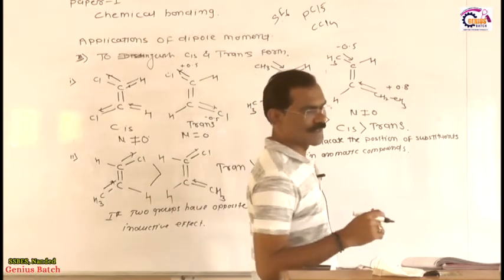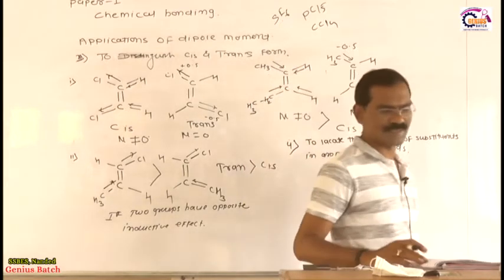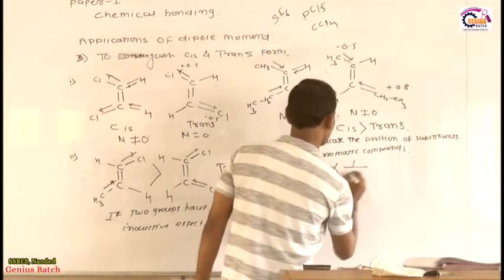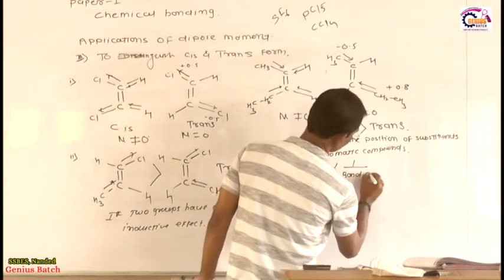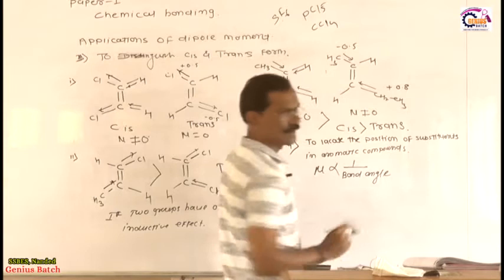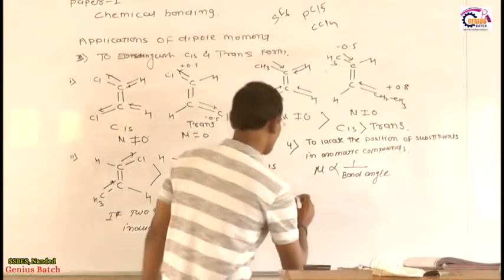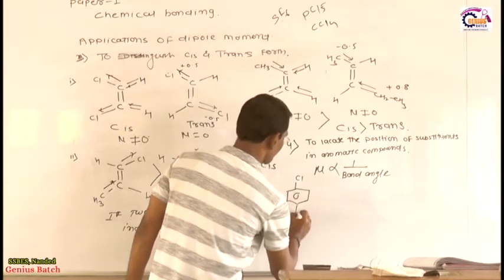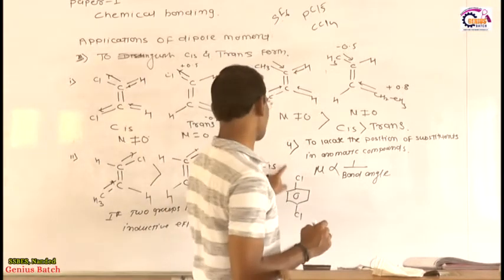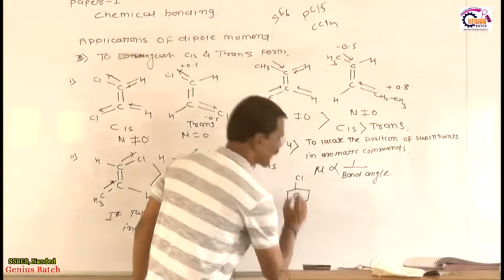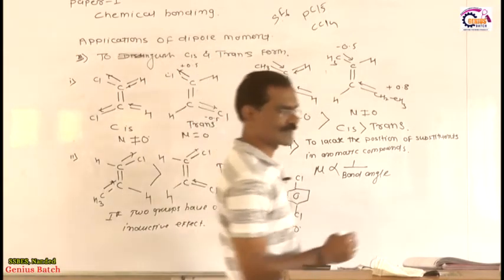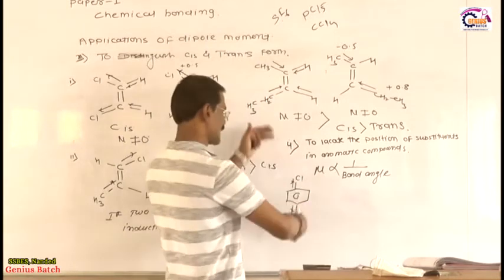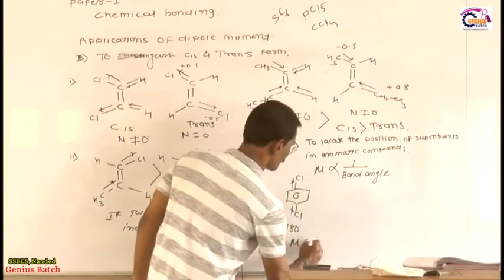Now dear student, if the same substituents are present, mu is always inversely proportional to the bond angle. Inversely proportional to the bond angle means what? Suppose I have this type of molecule, with one Cl here and one Cl here, exactly on opposite positions, therefore the bond angle is 180. You got it, the bond angle is 180. The directions exactly cancel each other, so mu is equal to 0.